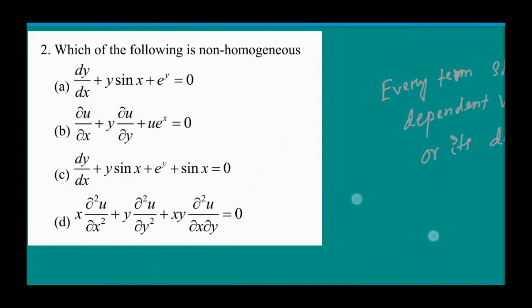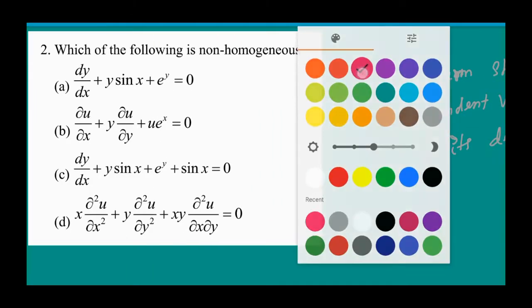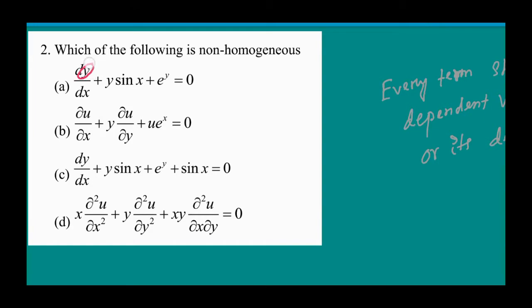So here what is the dependent variable? Similarly here, the dependent variable is y; is it present or not? Here y is present, y is present, y is present. So this is homogeneous. The question asks for non-homogeneous. Next, u is the dependent variable, present here, here, and here also. So this is also homogeneous. Next option, y is the dependent variable, present here, in this term also, in this term also, but y is not present in this term. So this is non-homogeneous.